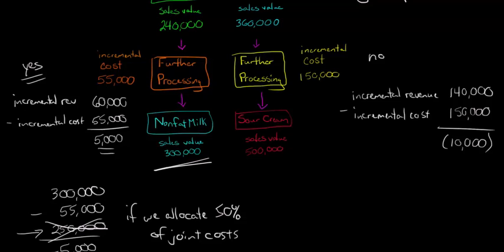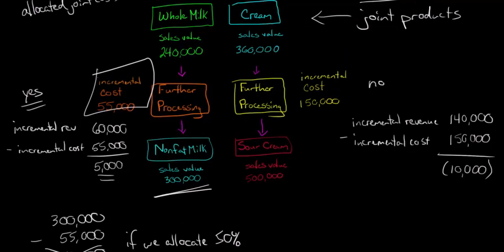When we're deciding whether or not to process the milk or the cream further, what we really want to do is just look at the incremental costs and benefits of doing so. So we just want to say, okay, at this point, it would be $55,000 extra to turn that whole milk into non-fat milk, and we would get an extra $60,000 in revenue for doing so. So we get $5,000 profit out of doing that. We don't care at this point what the joint costs were. Those costs have already been incurred, and so they're not relevant to us after the split-off point.